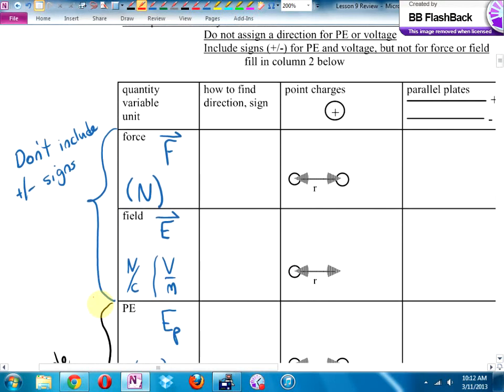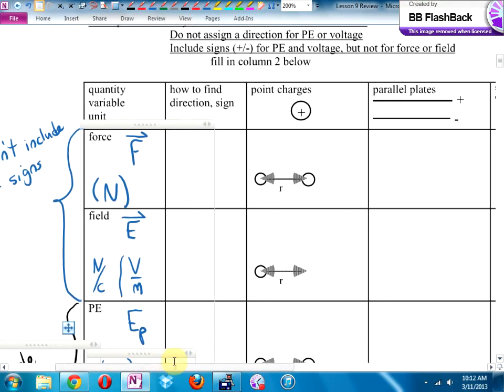Let's fill in the second column, how to find the direction or the sign. For forces, how do we figure out what direction we're talking about? Because force is a vector. We decide either before or after the fact. It doesn't matter. I usually try and roughly figure it out before. How do we figure out which way the forces are acting?